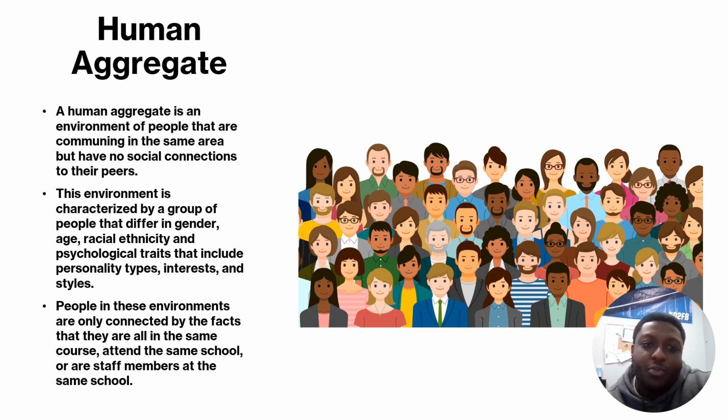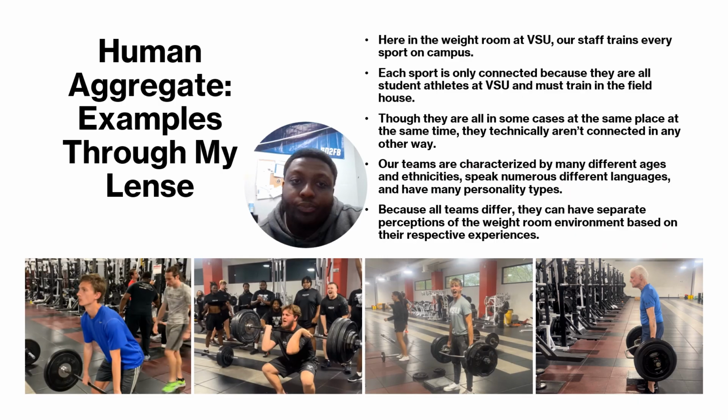A human aggregate is a group of people that are in the same area but have no social connections to their peers. This environment is characterized by a group of people that differ in gender, age, racial ethnicity, and psychological traits that include personality types, interests, and styles. People in these environments are only connected by the fact that they're all in the same course, attend the same school, or are staff members at the same school on the same staff.